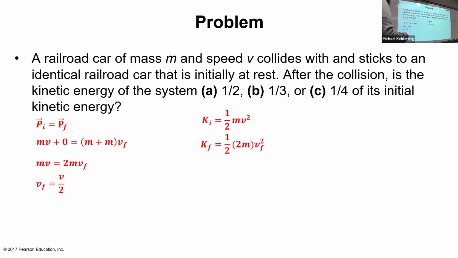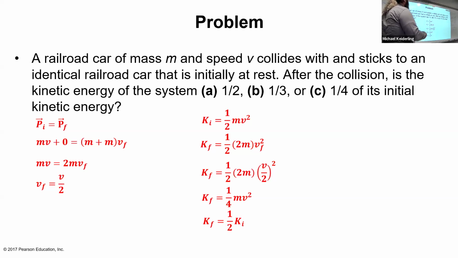Our final kinetic energy, well, we have 1/2 times twice the mass moving at v final squared. So that's 1/2 times 2m times v over 2 squared. That's 1/4 mass times velocity squared, because this is a quarter, this is a half, this is a quarter times 2 times a half. You get a quarter. This is 1/2 of the initial kinetic energy. So basically, because it's half the speed but double the mass, we get half.